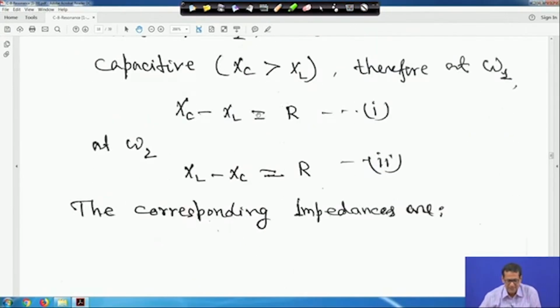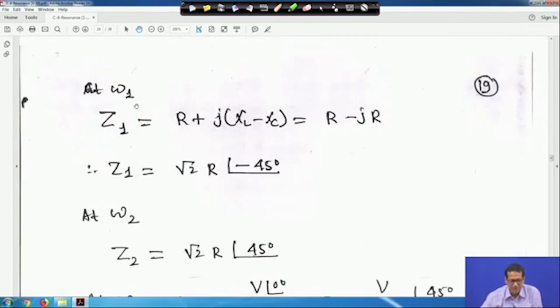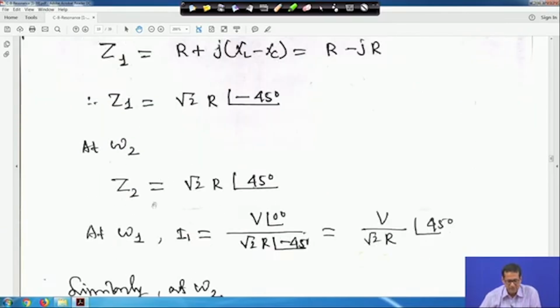If these two conditions hold, the corresponding impedance at omega 1, Z1, will be R plus j(XL minus XC), that is R minus jR, so Z1 will be root 2 R angle minus 45 degrees, because it is root over R square plus R square, and the angle is tan inverse of minus R by R, so minus 45 degrees. Similarly, at omega 2, Z2 will be root 2 R angle 45 degrees.